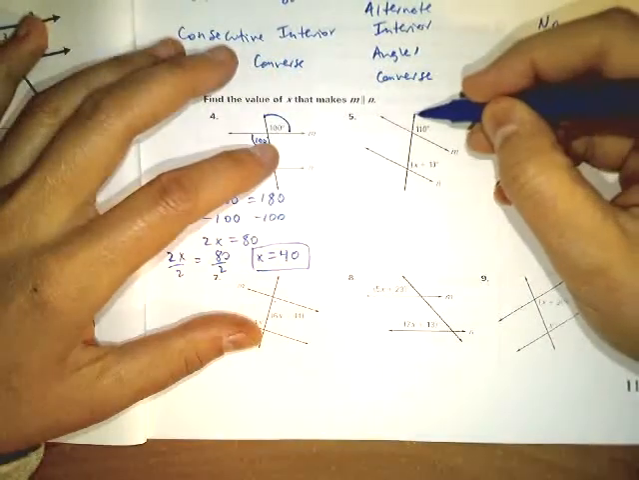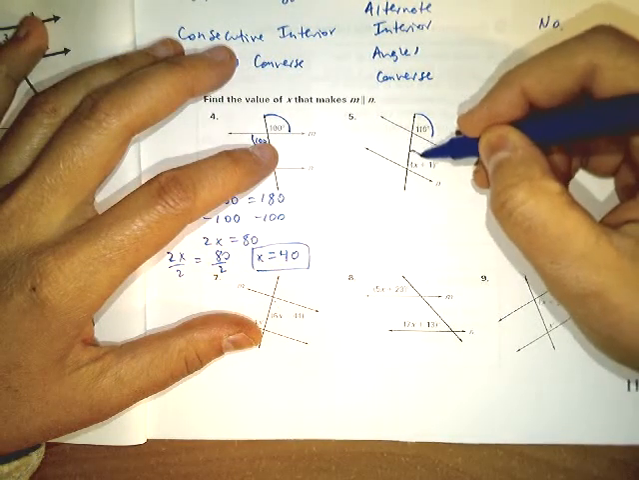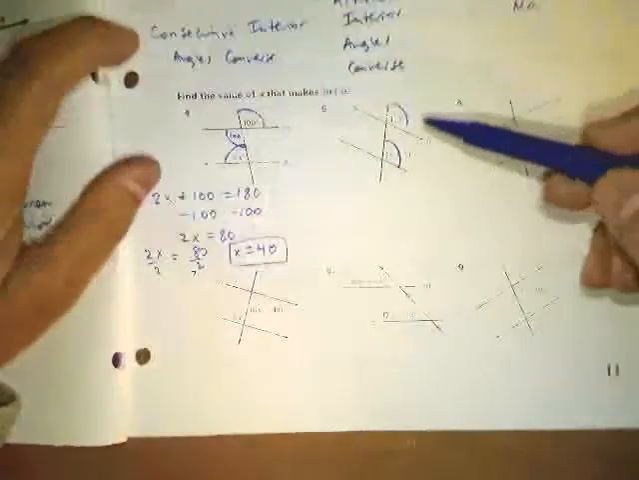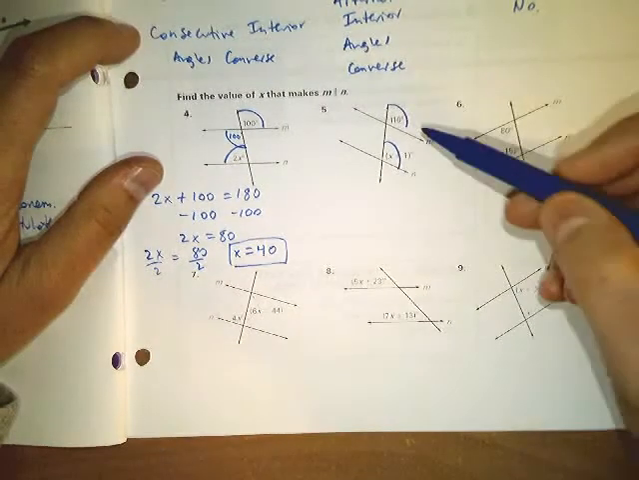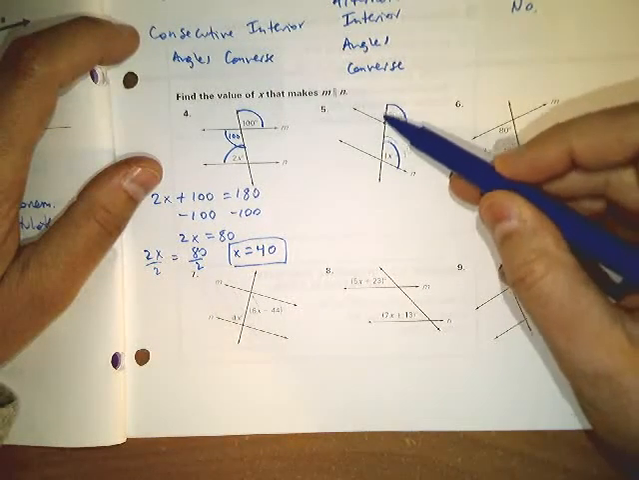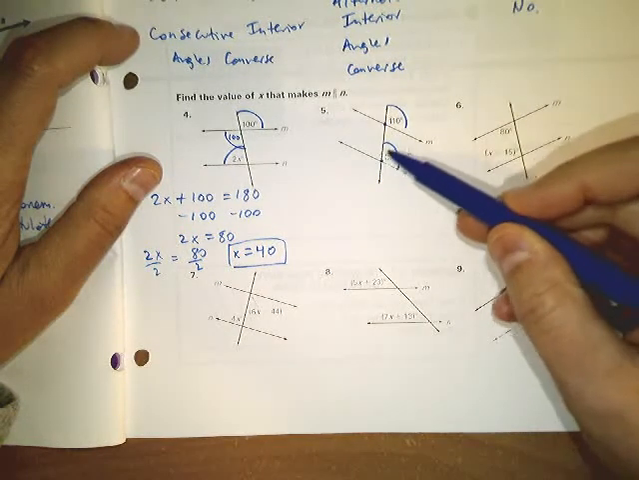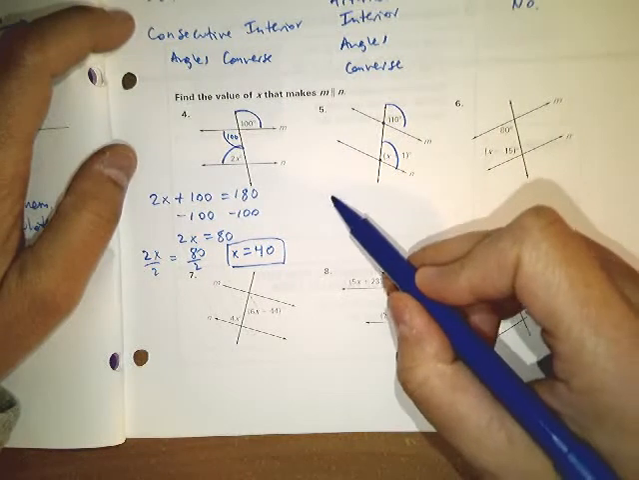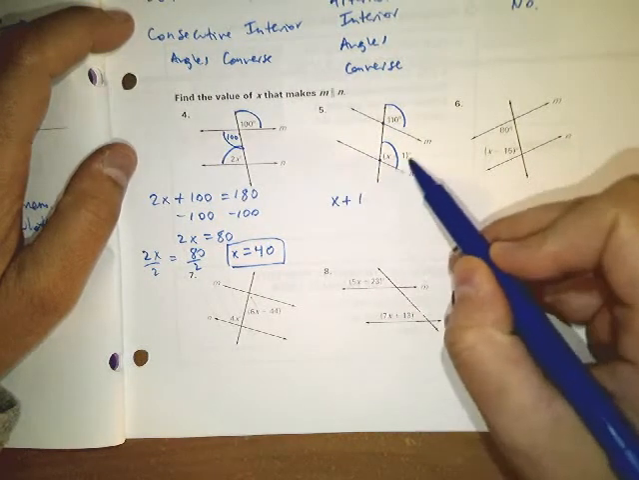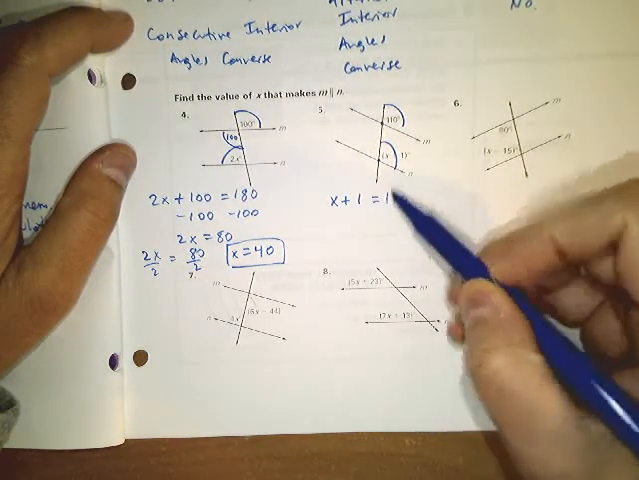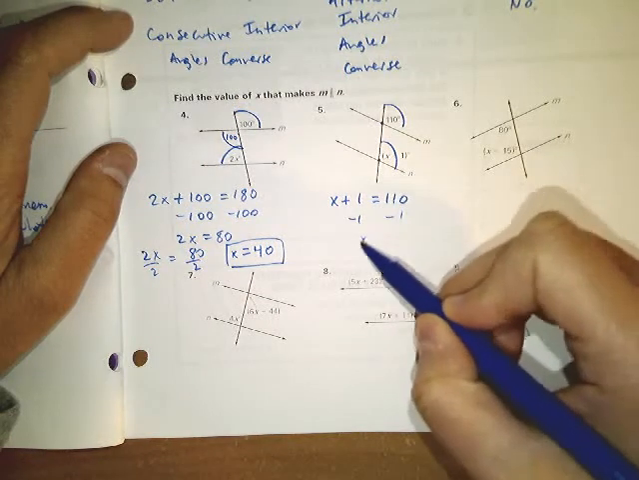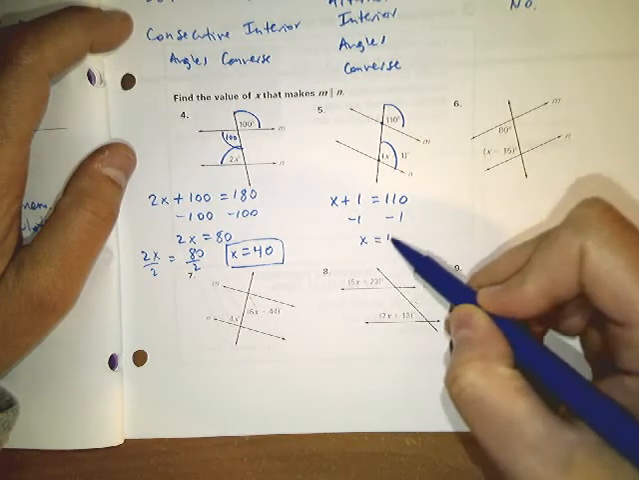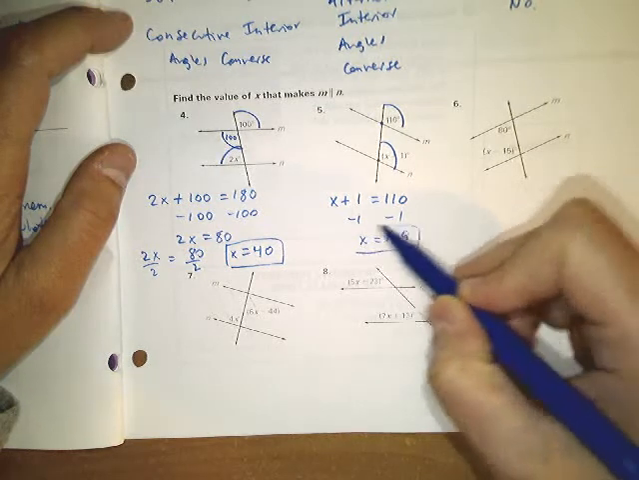The next two angles are here and here. That would be a corresponding pair. They're in exactly the same position. This is in the upper right-hand corner of the intersection. This is also in the upper right-hand corner of the intersection. So those are corresponding, and therefore they would be equal in measure. So I could say that x plus 1 would be equal to 110 degrees. So simply solving by subtracting 1 gives us an x value of 109.